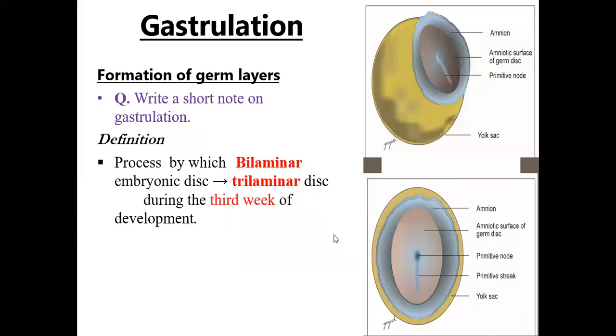Now what happens during the third week? You get a short note on gastrulation. So what is gastrulation? The process by which a bilaminar embryonic disc changes into a trilaminar disc during the third week is known as gastrulation. Initially it was a plate, but later on as the epiblast spreads, you imagine a sphere, a ball. So the plate changes into a disc. So now we have a trilaminar disc.